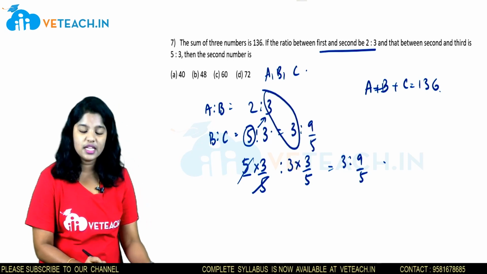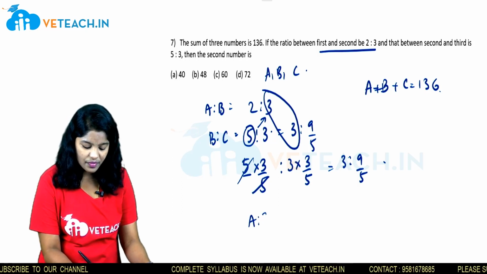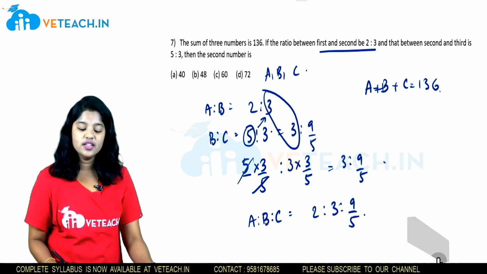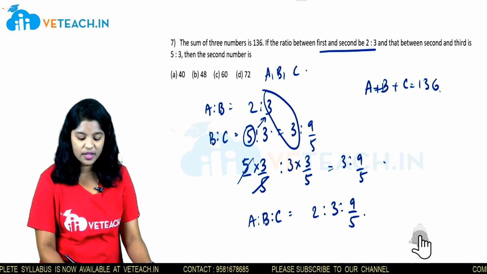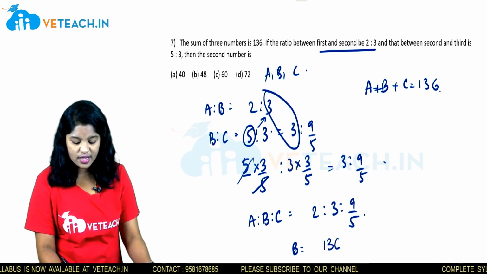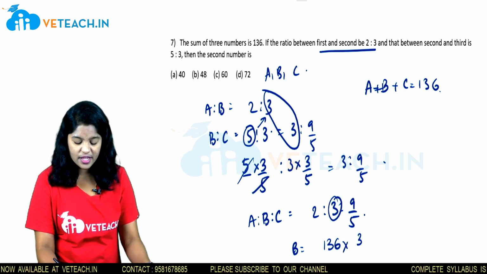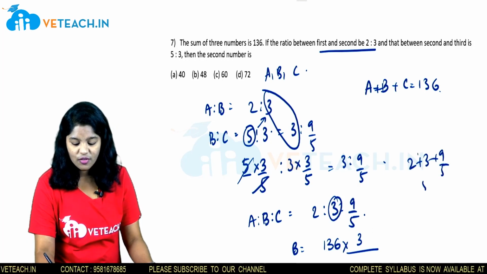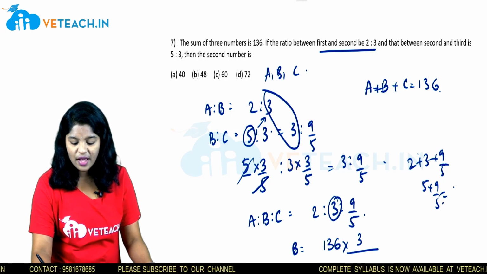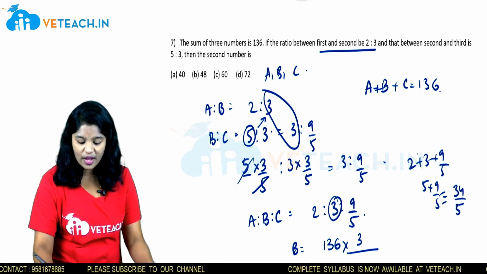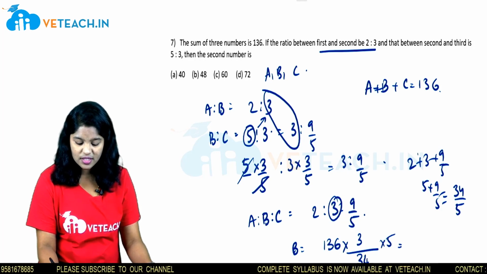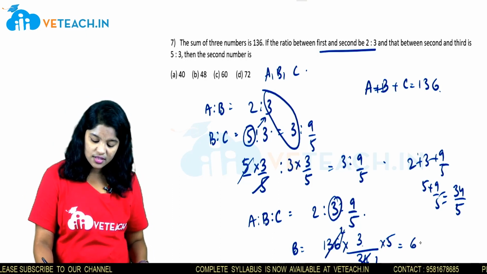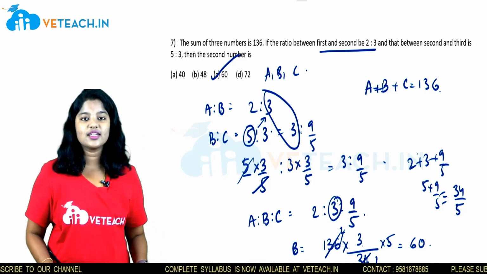Now both B terms are equal. So we can write A is to B is to C is equal to 2:3:9/5. Now they have asked us to find the second number. Second number B is 136 times the part of B divided by the total of the parts, that is 2 plus 3 plus 9/5, which is 10 plus 15 plus 9 over 5, that is 34/5. So 34/5 is the total, so this is 1 time, this is 4 times, 15 fours are 60. So option C is our correct answer.